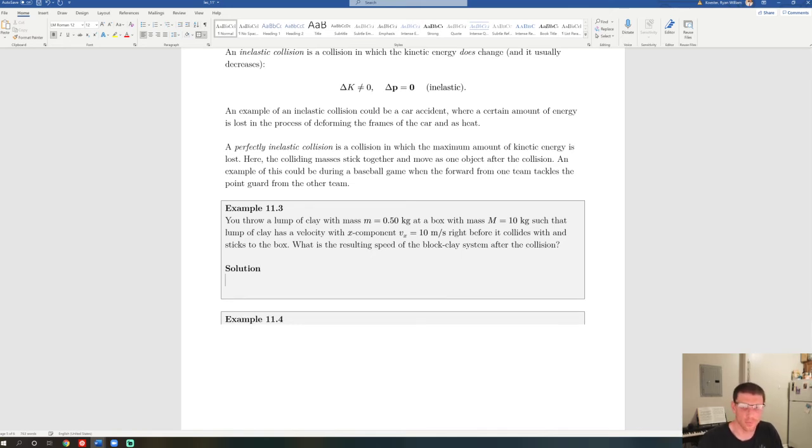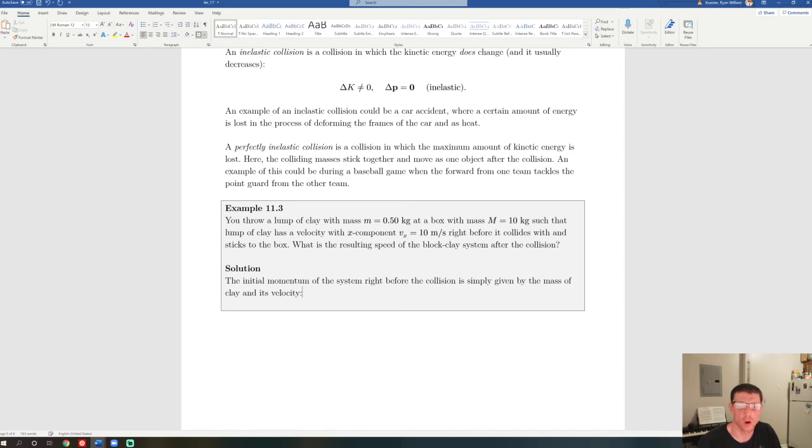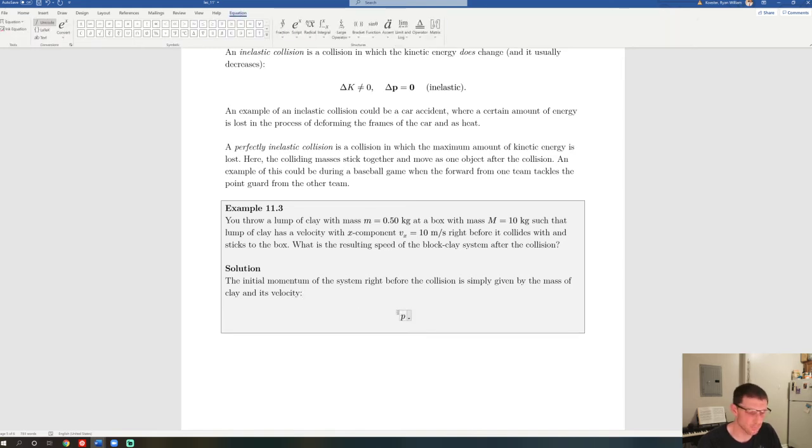So the initial momentum of the system before, let's say right before, right? We're thinking about the clay being maybe millimeters away from the side of the box. So we'll say the initial momentum of the system right before the collision is simply given by the mass of clay and its velocity. So I would write this as p naught x, and this is just little m v x, okay?